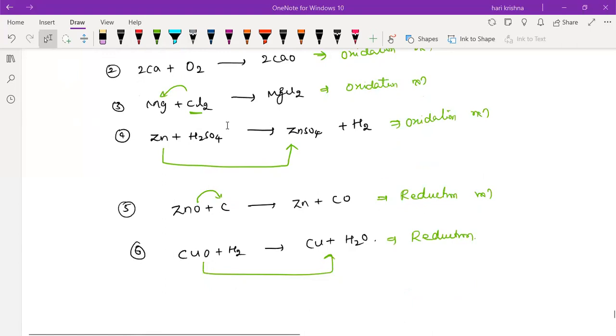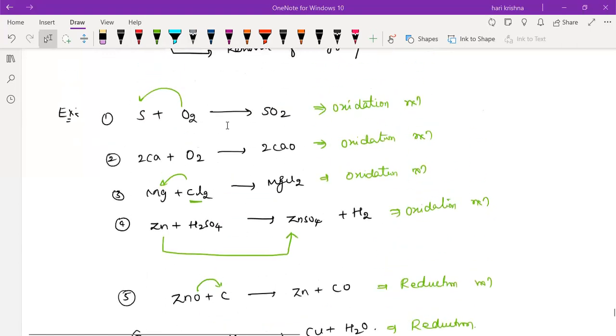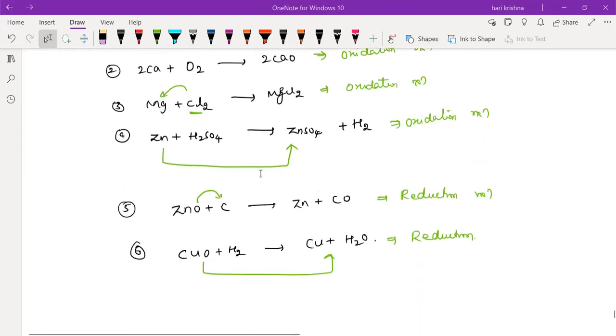Okay. What about the fifth type of reaction? Is it decomposition? Displacement. It is a displacement. Fourth one, displacement. The 1, 2, 3 are the combination reactions. 4 and 5 are the displacement reactions. Sixth one? Double displacement. Here two compounds are reacting, right?